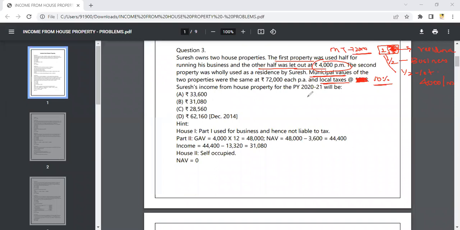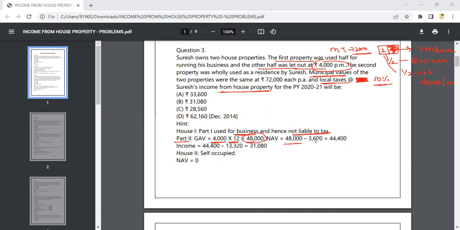Then you have to calculate the income from house property. So let's go with the solution. Part 1: if it is used for business, it is not liable to tax. It won't come under income from house property; as I said, it comes under profit and gains from business or profession. The second part he is using as let out property, 4,000 per month for 12 months. So 4,000 into 12 will get 48,000.